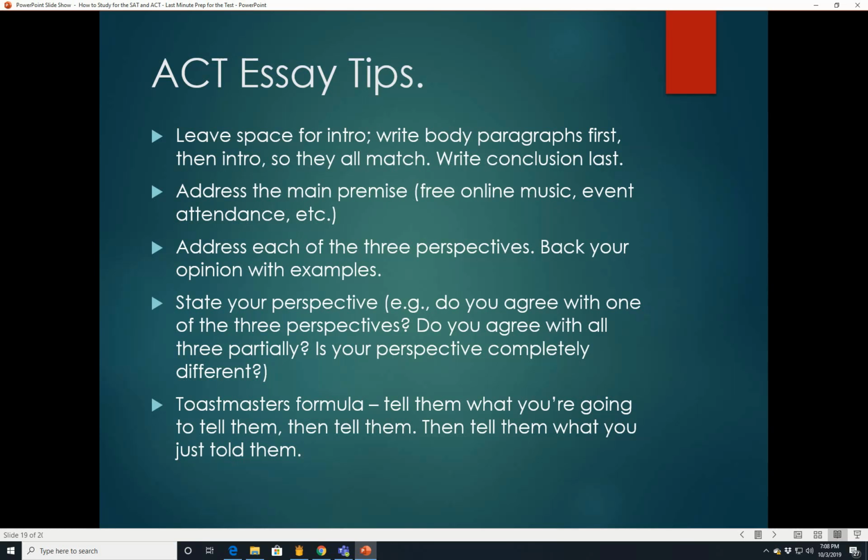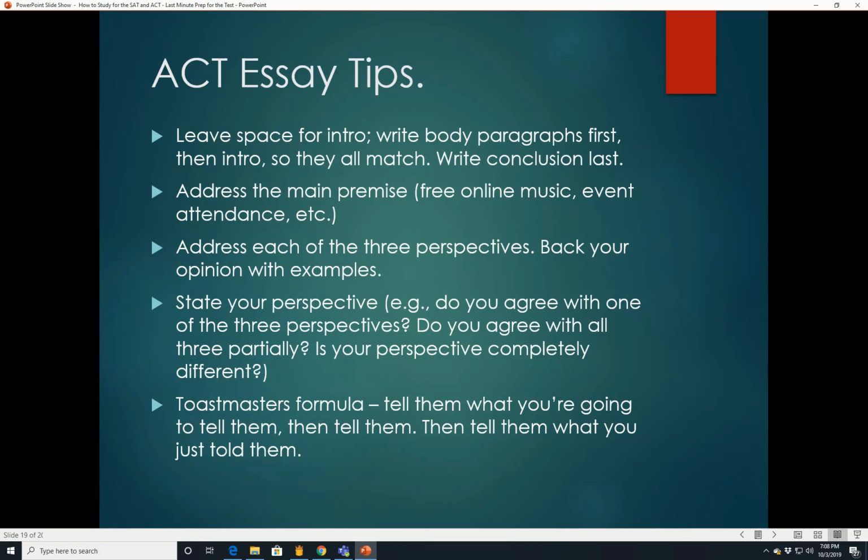I know they say you should address at least one. My suggestion is, if you can, do all three or do two of them. Back your opinion with examples. Why do you think they're right? Why do you think they're wrong? Presumably you have a reason, so cite examples that back your reasoning.